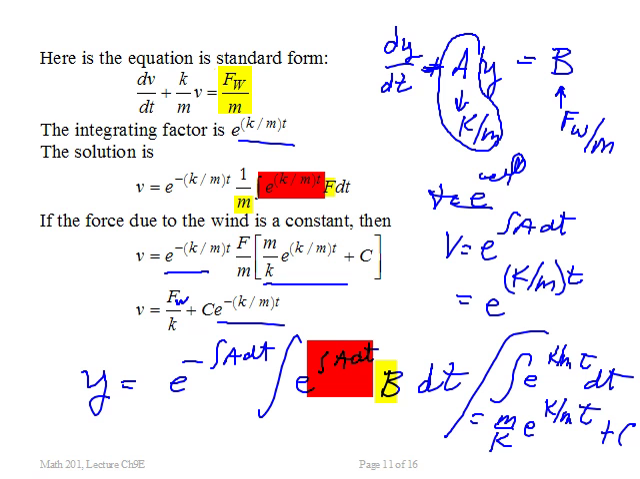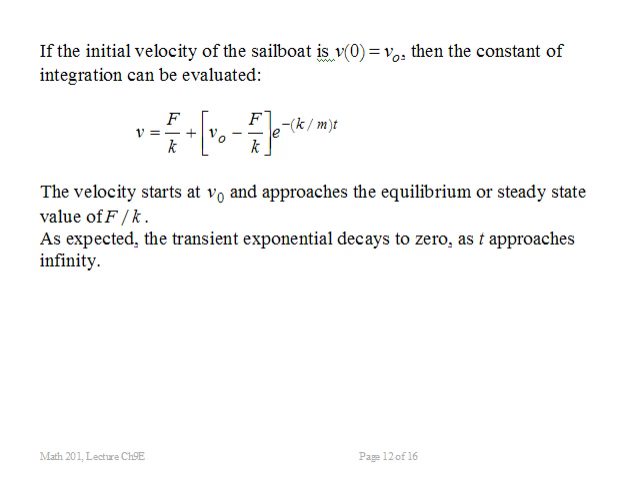Looks familiar, right? The form should look familiar. Let's let v naught be the velocity of the sailboat right before the wind picked up. We can then use that to evaluate the constant of integration in our solution, and here's the result. This result should look very familiar. You should be able to pick out various terms in it right away.